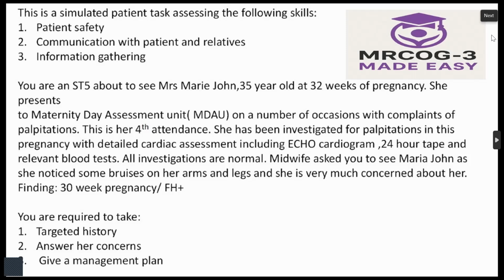So now this is the scenario, and she has given her findings that she is 32 weeks pregnant with a fetal heart rate present. She heard the heart rate. So these are the things which are given. Sometimes, let me tell you, it is not only the palpitations. She can come with abdominal pain, headache, any vague complaint which on investigation we cannot find any cause. Anything they can come with. But when you see the word bruises on her arms or legs or anywhere on the body, you have to think about domestic violence. That is the clinching point.